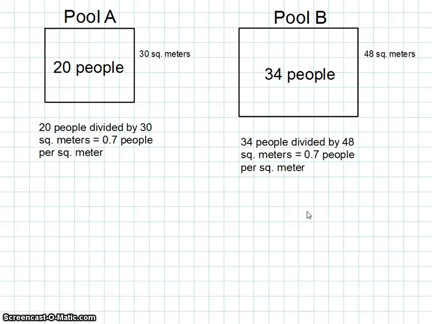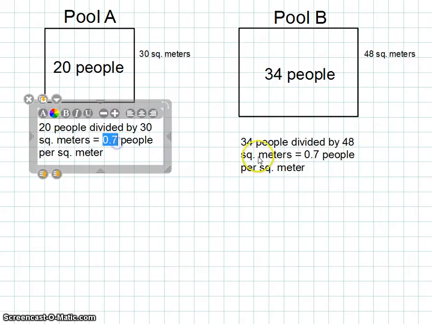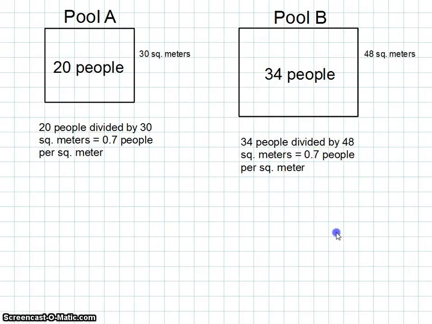Now, when we tried to compare the crowdedness using the other way in the previous video, by finding out how much area each person will get if the total area was divided by the number of people, we came to the conclusion that pool B was more crowded, right? But this time, when we try to find out how many people there will be in each square meter, we're seeing that it's going to be the same amount of people. But is that true? Does that make sense?